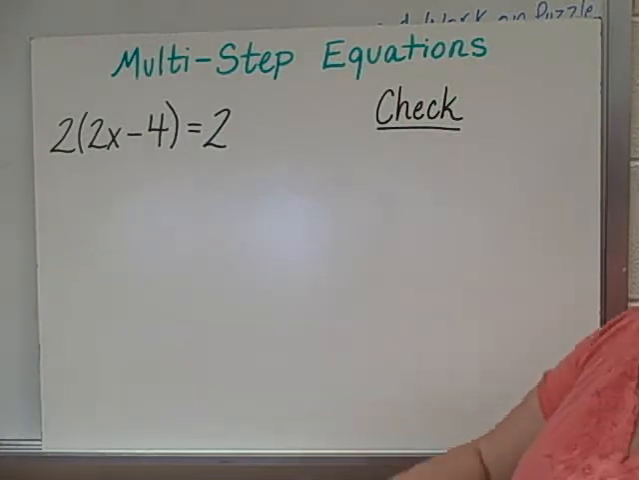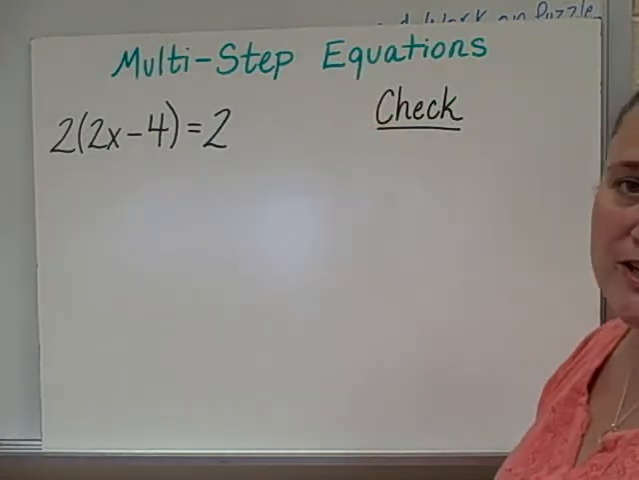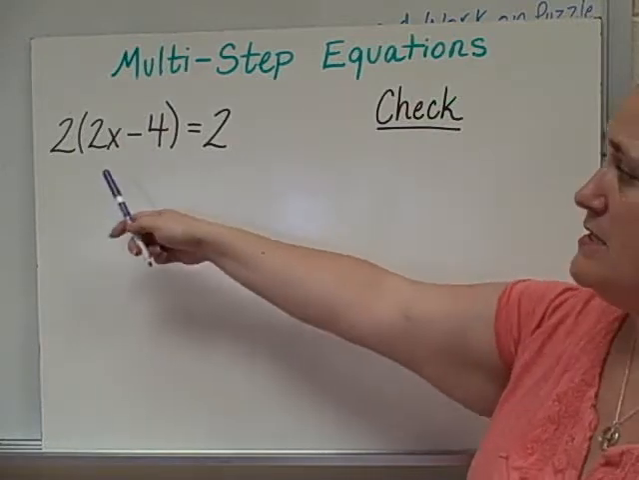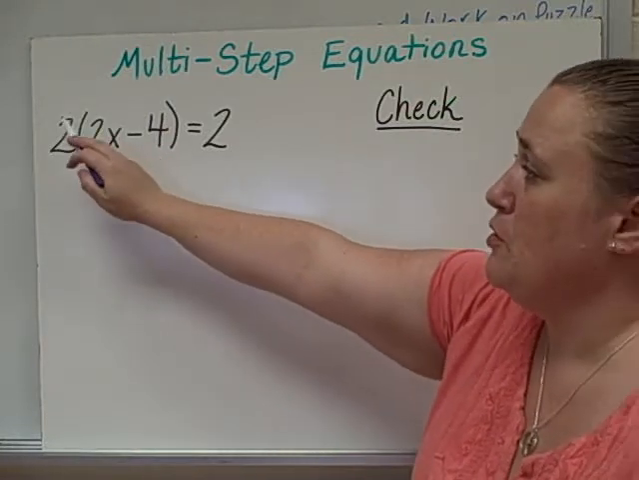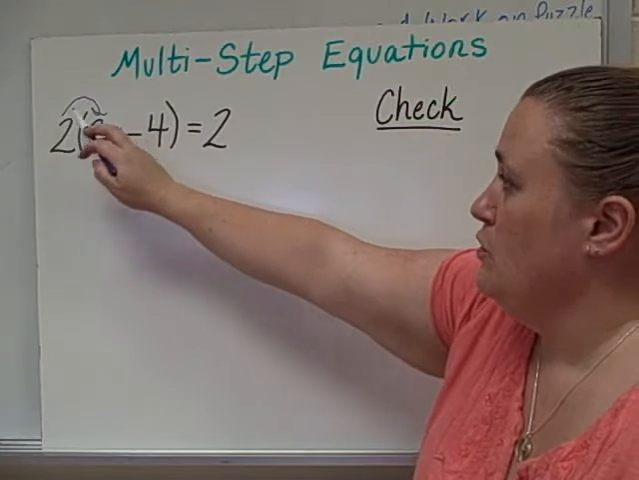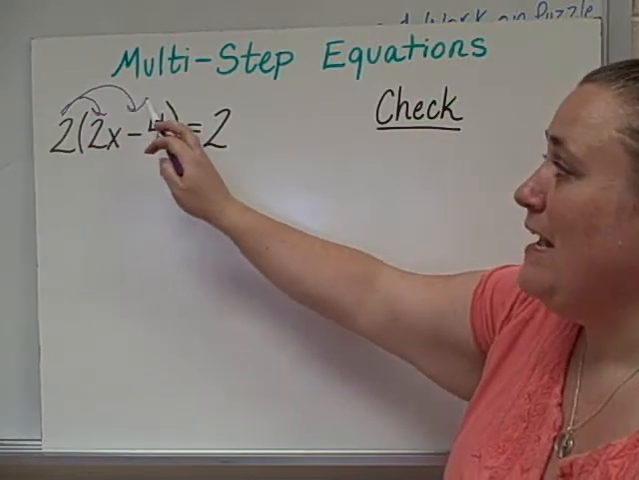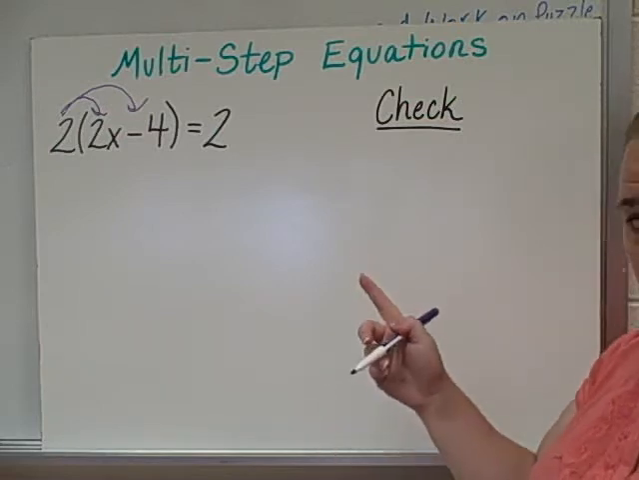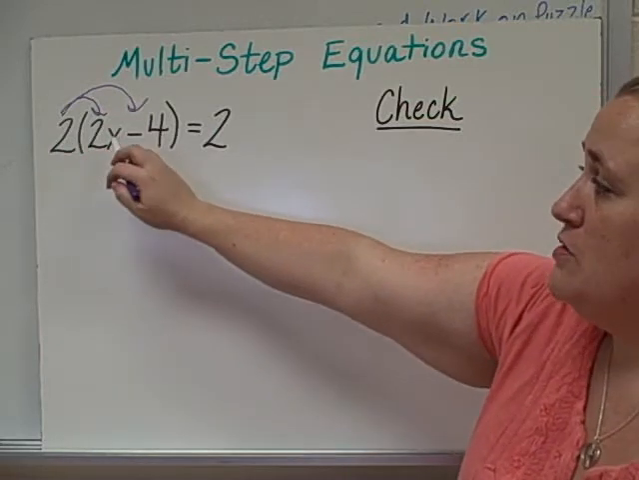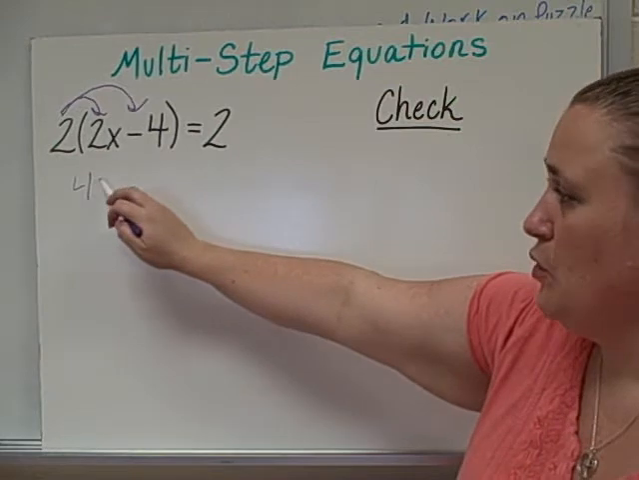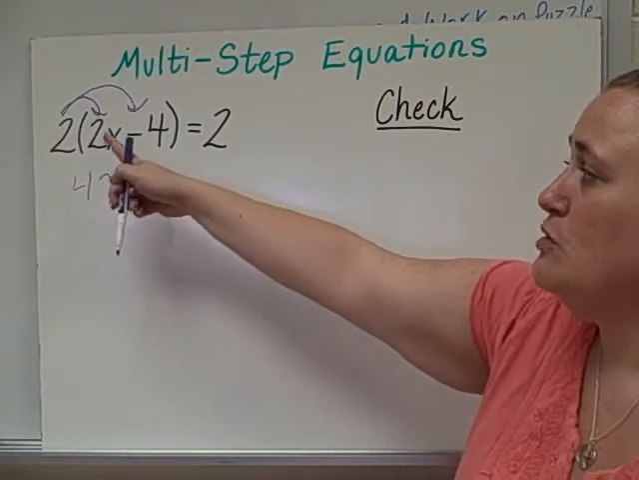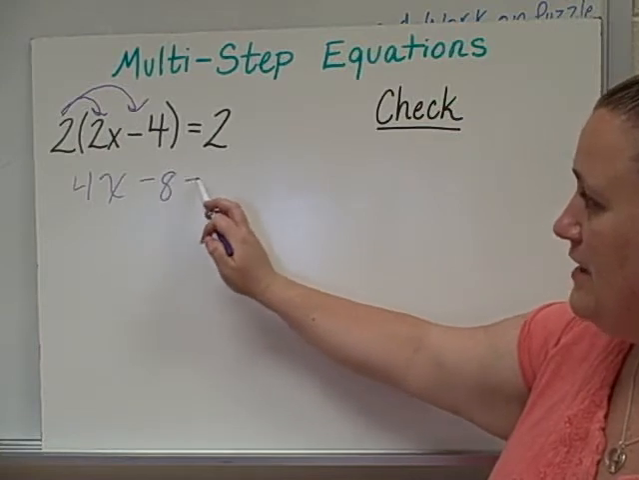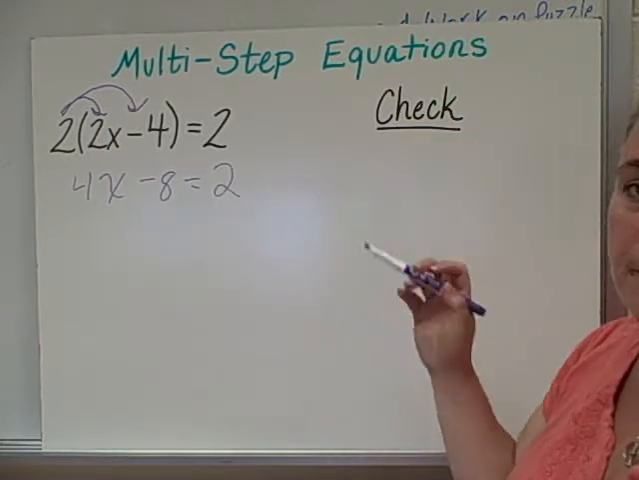All right, so one more multi-step equation that you may see is with distributive property. Remember? And if you want to use the area model method, go ahead. 2 times 2x is 4x. 2 times minus 4 gives me minus 8, and that still equals 2.